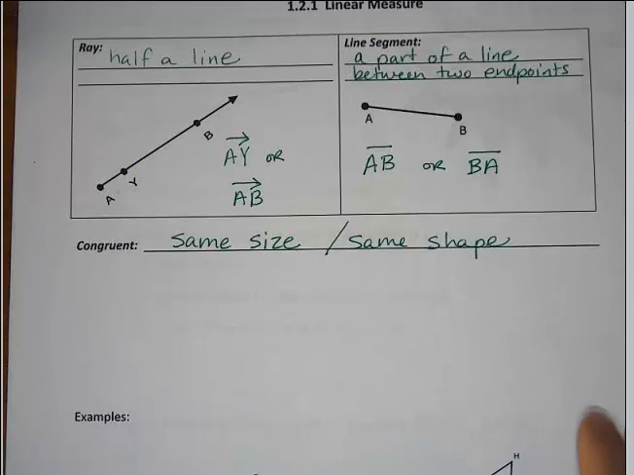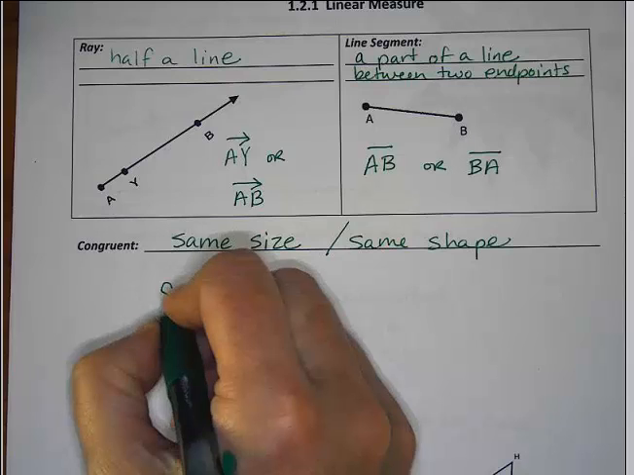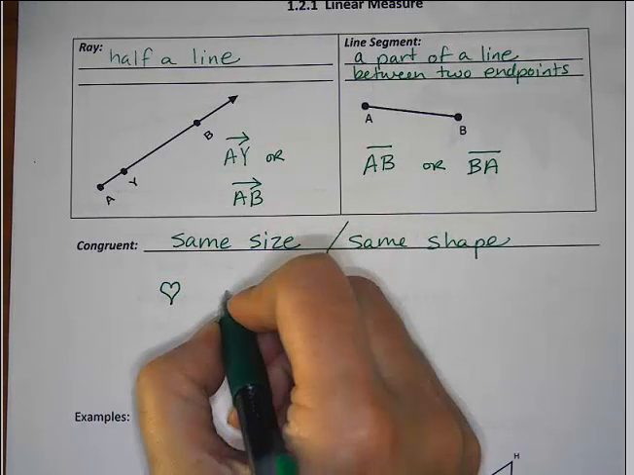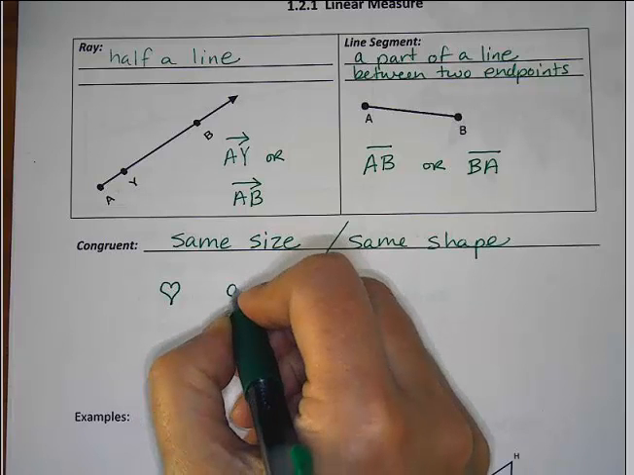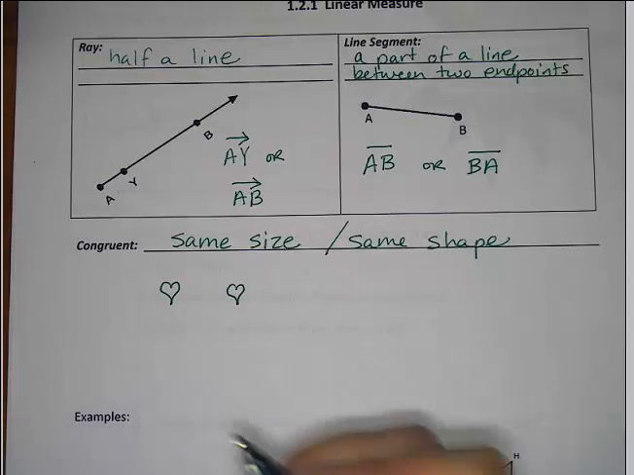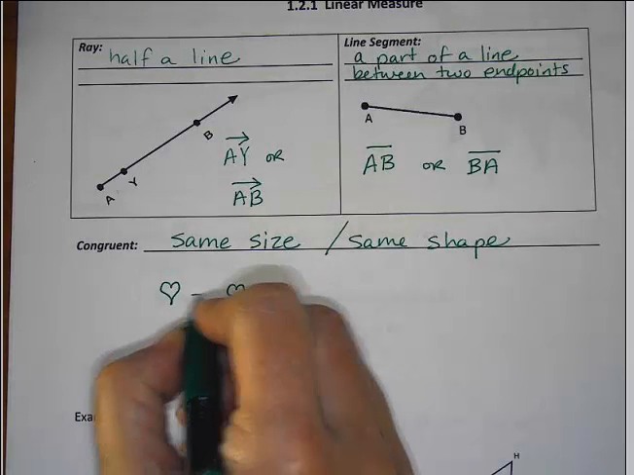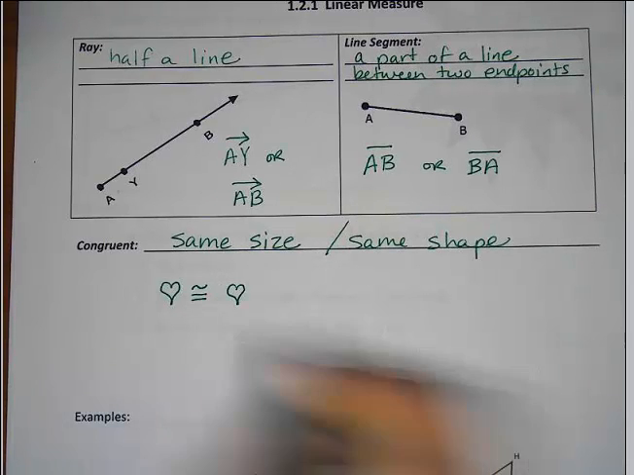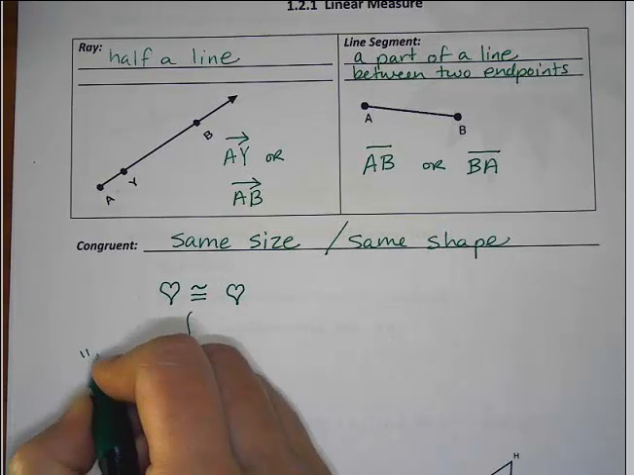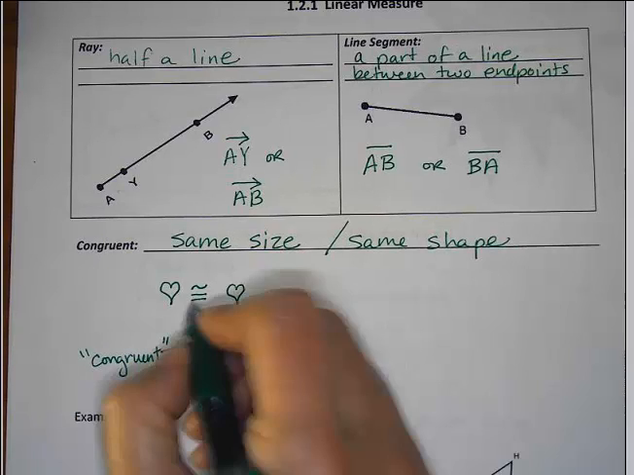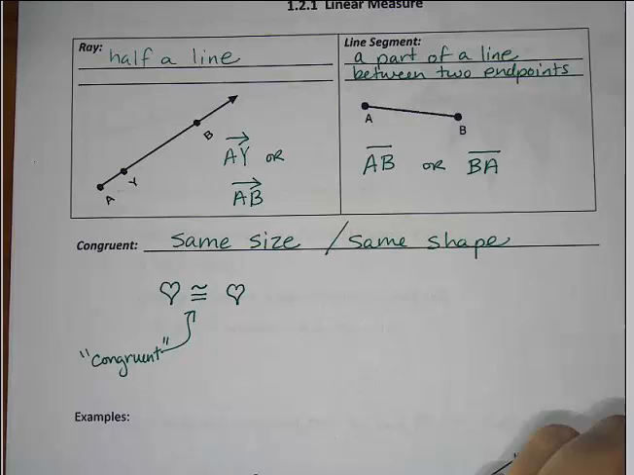Some basic examples would be, if I drew a simple heart figure, if I was talented enough to draw it exactly the same, identical, that's not too bad, then I would say these are congruent. I would use the symbol for congruent, which is an equal sign with what my students call a squiggly on top. And those two hearts have the same size and the same shape.